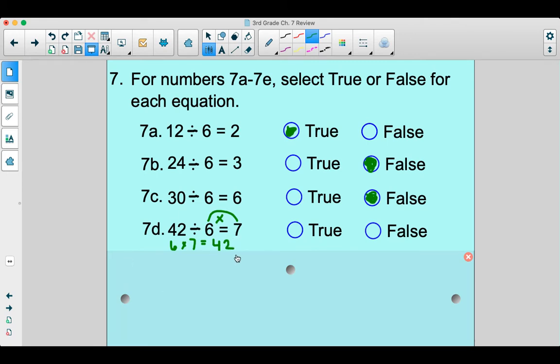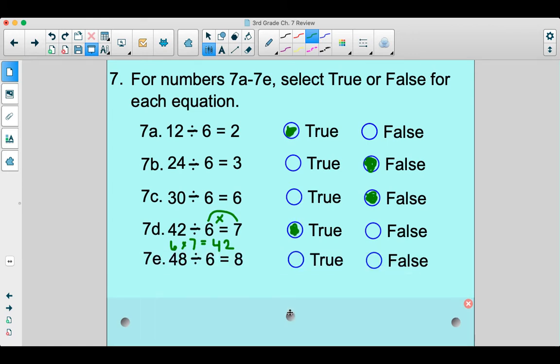Now, let's say you didn't have that fact memorized. You could always count by 6 7 times, or you could count by 7 6 times. And you could find out if that were true or not. All right. Last one, 48 divided by 6. And we have to figure out if that's really 8 or not. All right, so what do you think? Is it true or is it false? 48 divided by 6.